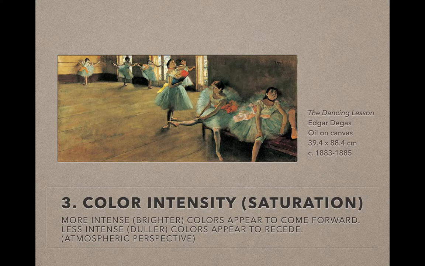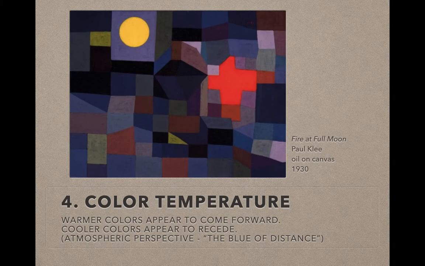Color intensity is another way of creating the illusion of space. Here, if you look closely at the bows on the girls' dresses, I think you can see what I mean. In the front on the bench, there are two girls sitting. The orange in their bows is quite a bright orange. If you look at the girls who are much farther away, they also have orange sashes on their dresses, but those oranges are just a little bit dull. They have a tiny bit of blue mixed into them.